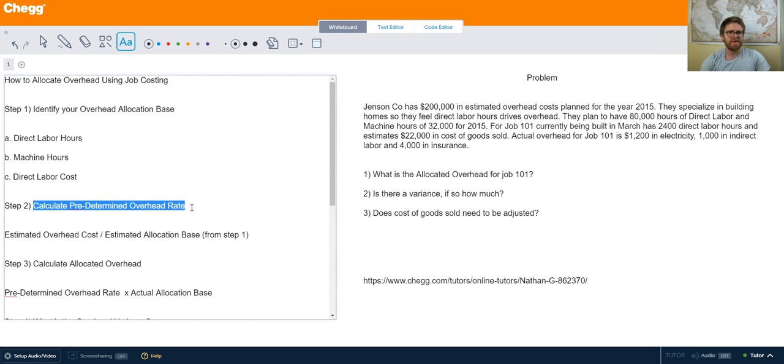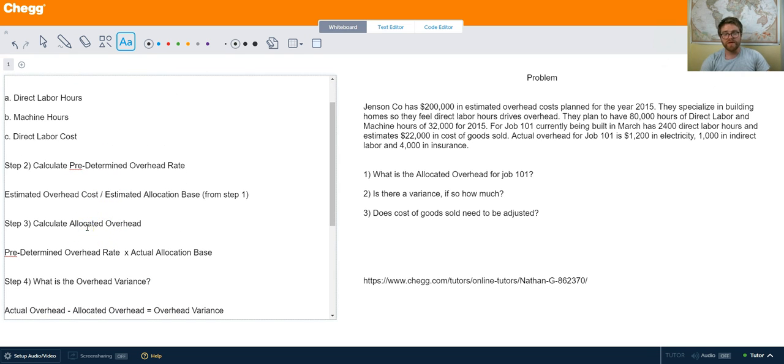Sometimes they call it your estimated overhead rate. That's another name for it. Also, another name for allocated overhead is applied overhead and assigned overhead. So there's 3 different names for the same thing. I'm just using allocated overhead in this example. So on step 2, once again, you calculate your predetermined overhead rate.